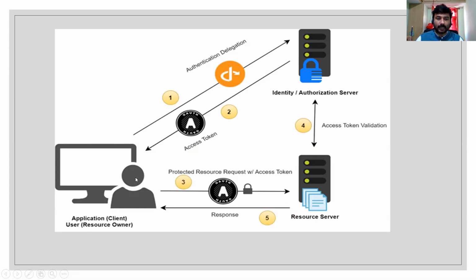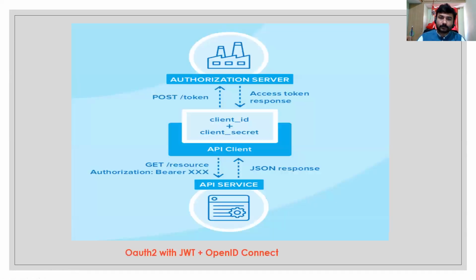Once you have the access token, you will be using that access token to access and utilize the resources in the resource server. This is the basic flow of OAuth2 with JWT and OpenID Connect.